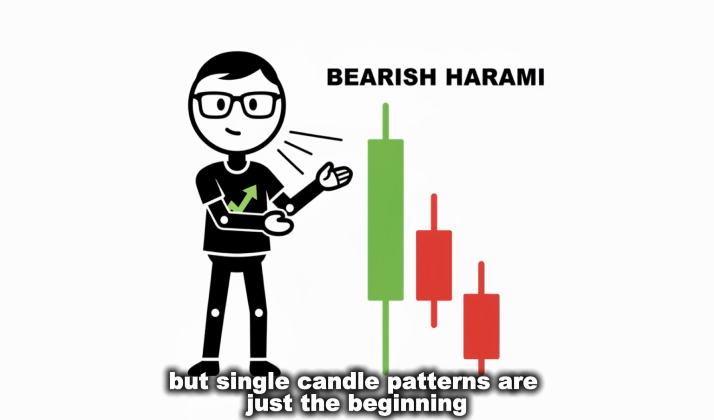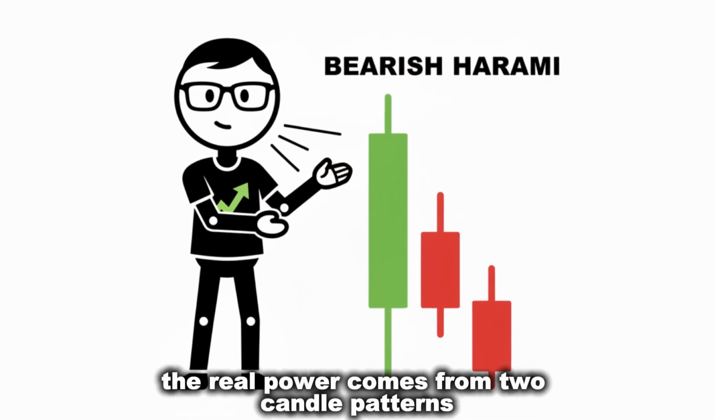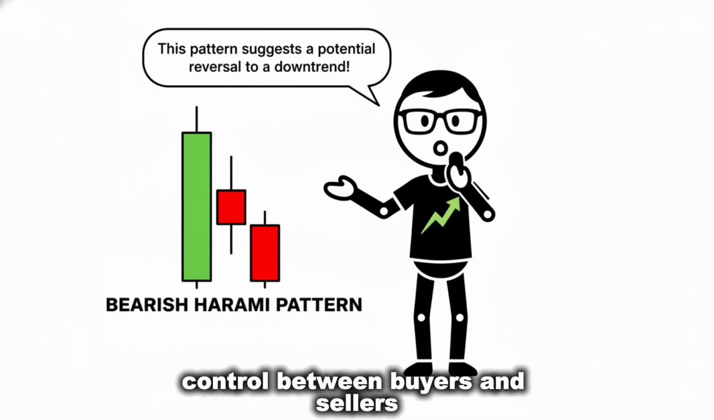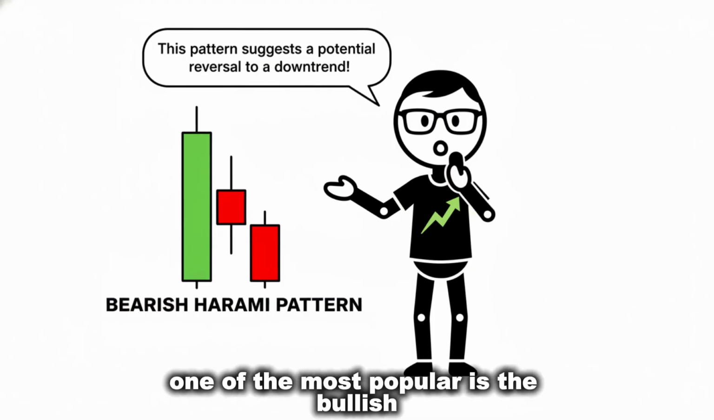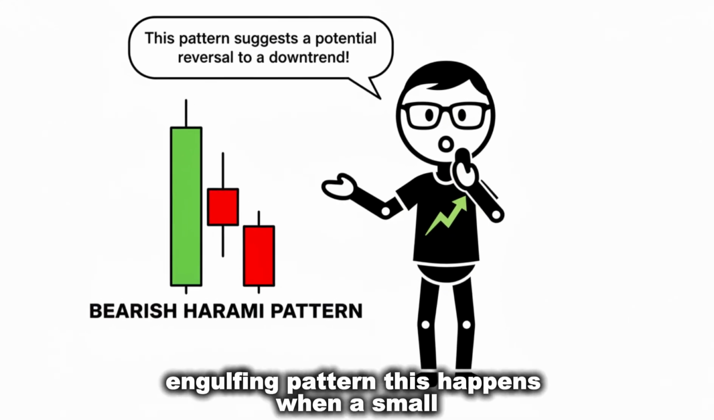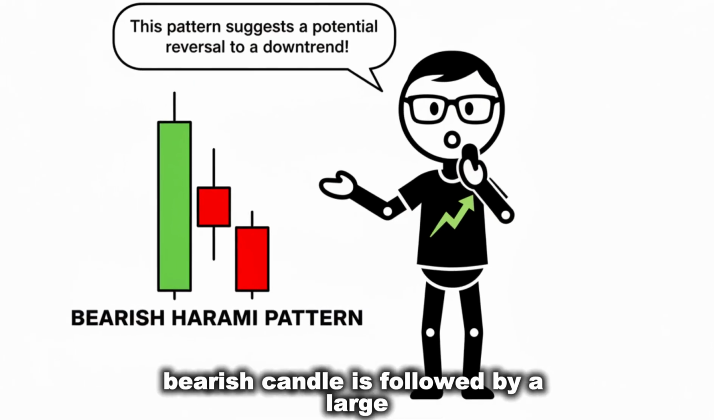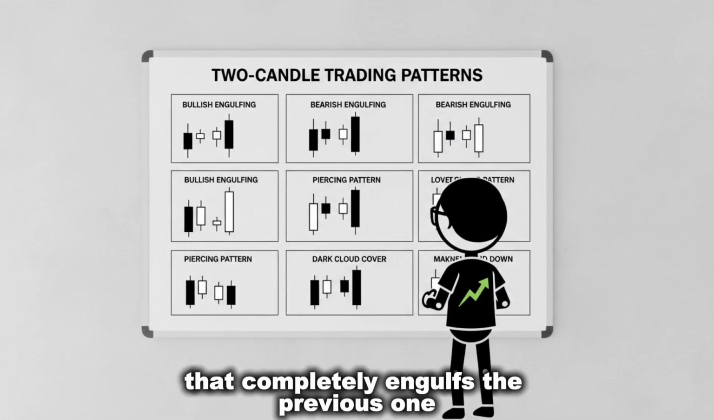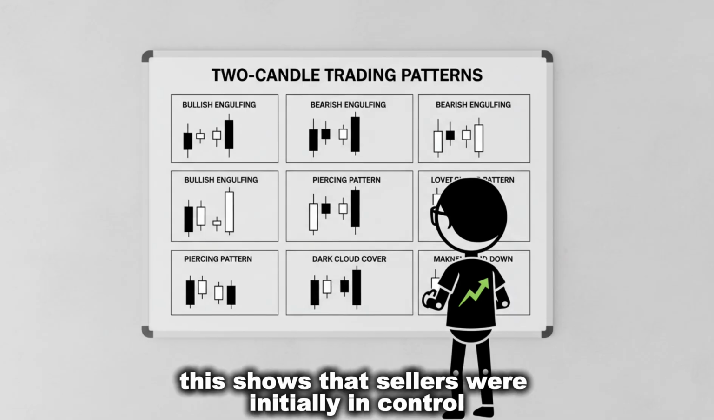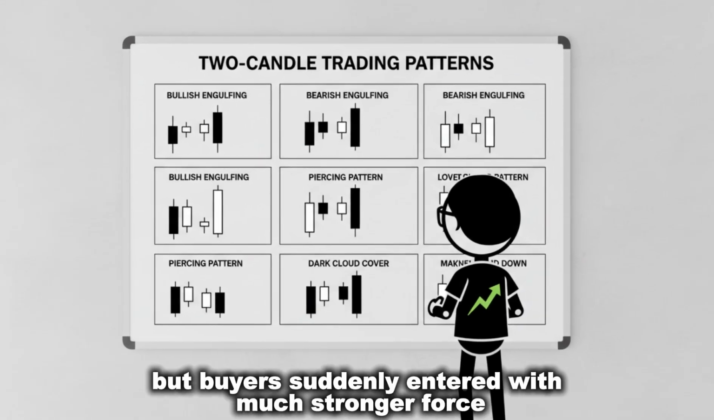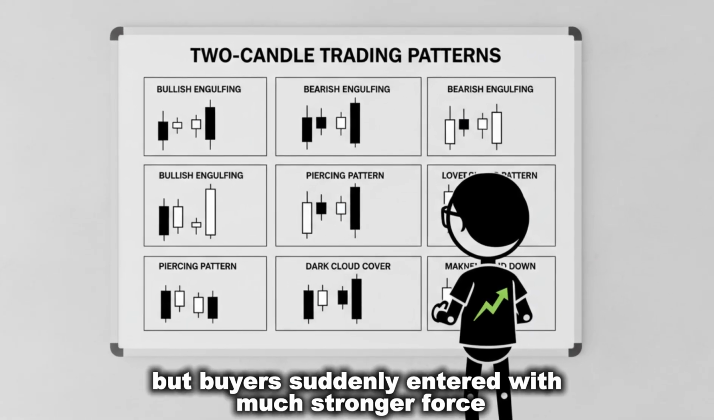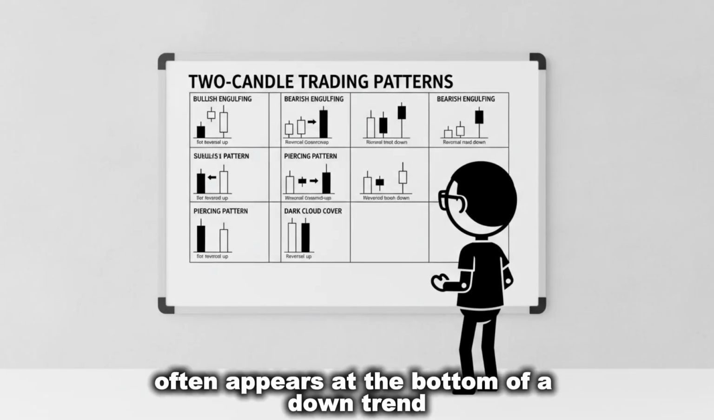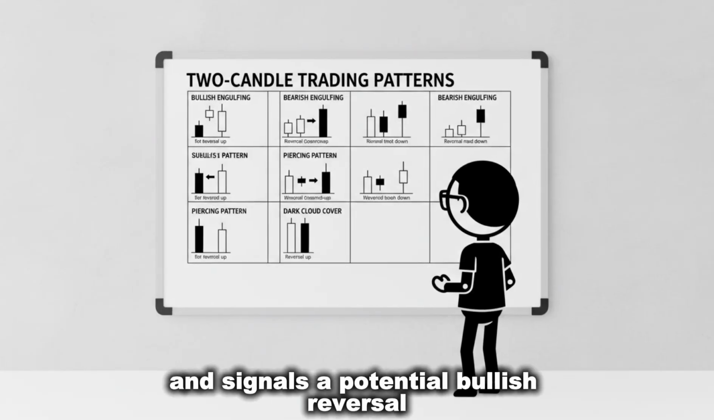But single candle patterns are just the beginning. The real power comes from two candle patterns, which show a clear shift in control between buyers and sellers. One of the most popular is the bullish engulfing pattern. This happens when a small bearish candle is followed by a large bullish candle that completely engulfs the previous one. This shows that sellers were initially in control, but buyers suddenly entered with much stronger force, completely overpowering them. This pattern often appears at the bottom of a downtrend and signals a potential bullish reversal.